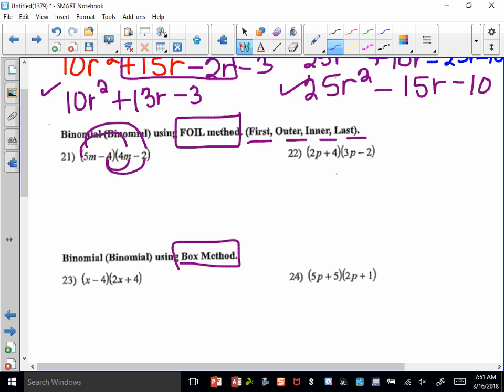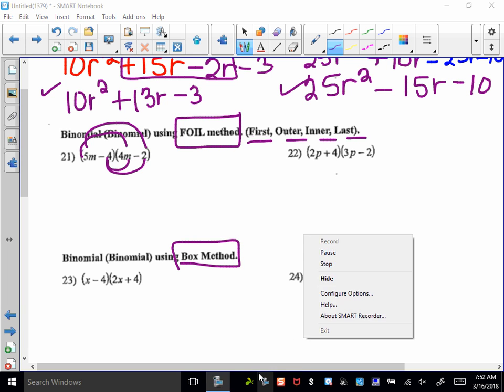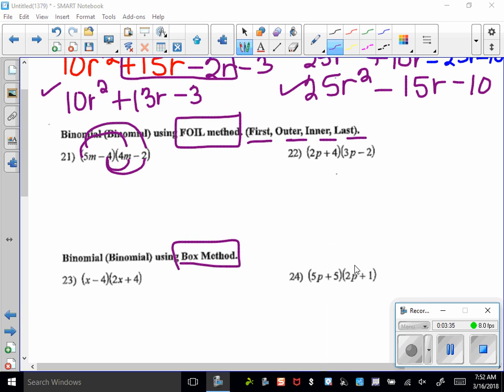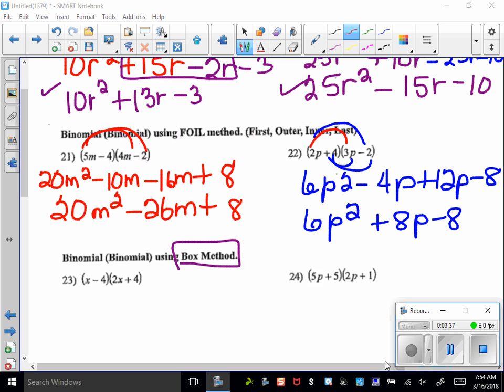Okay, so I'm going to have you do 21 and 22. Okay, follow the same process I did with the 2 above it, and then we'll check your answer in a second. So check your answers, see if you have the same thing. Okay, it's just multiplying and distributing. Okay, combining the like terms.